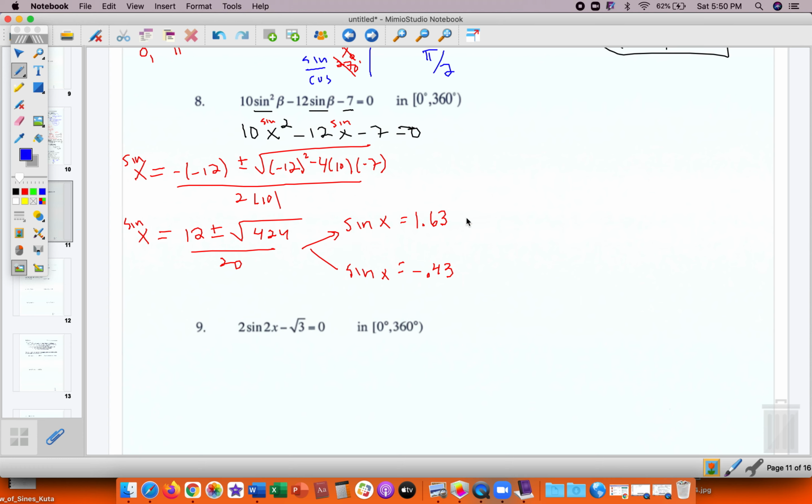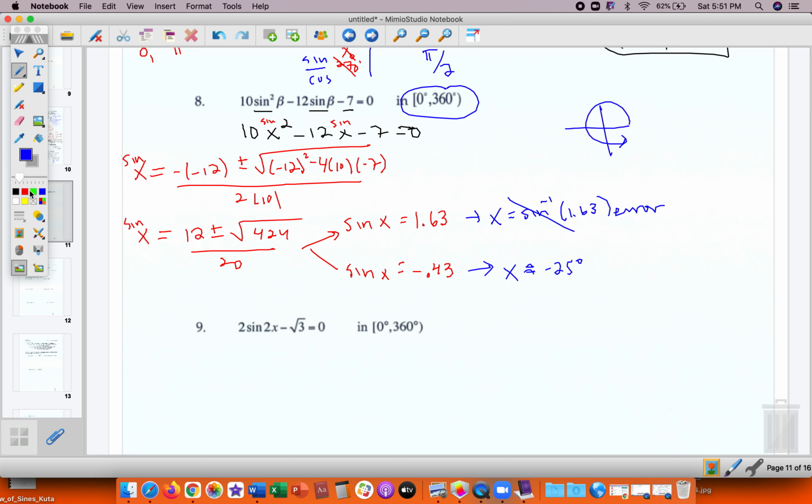Now, if we put in our calculator inverse sine of 1.63, our calculator says error, right? Because when you spin around the unit circle, you will never have an angle where the sine value is more than 1. When we put this in our calculator, we get about negative 25 degrees. Now, because we want our answer to be positive between 0 and 360, we want to rotate this way. We want to figure out what the positive values are.